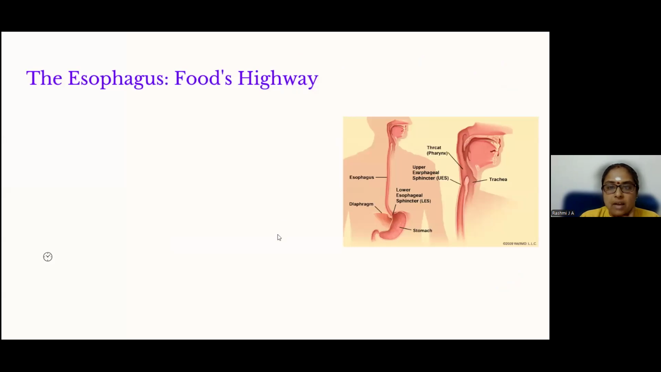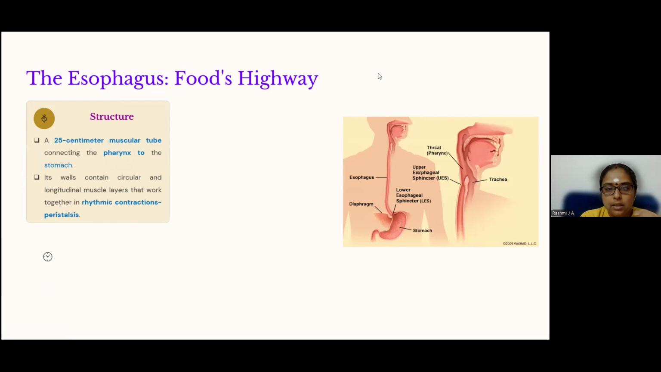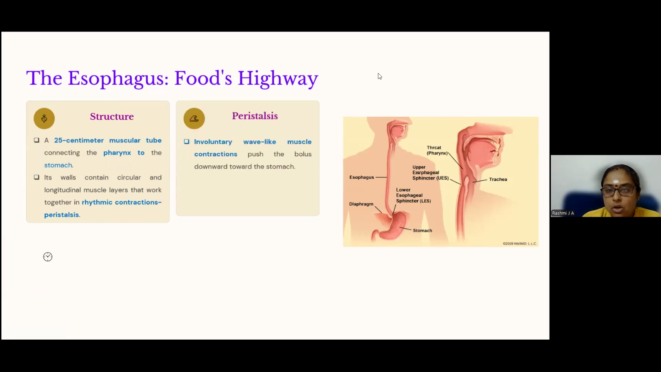Then we have the esophagus, which is very important. The esophagus is a long tube. Here the structure is a 25 centimeter muscular tube connecting the pharynx to the stomach. The food travels through the esophagus in a rhythmic contraction that we call peristalsis movement. It is an involuntary wave-like muscle contraction which pushes the bolus.